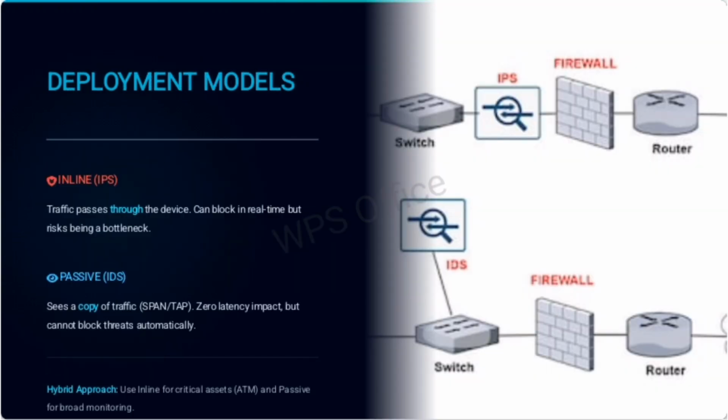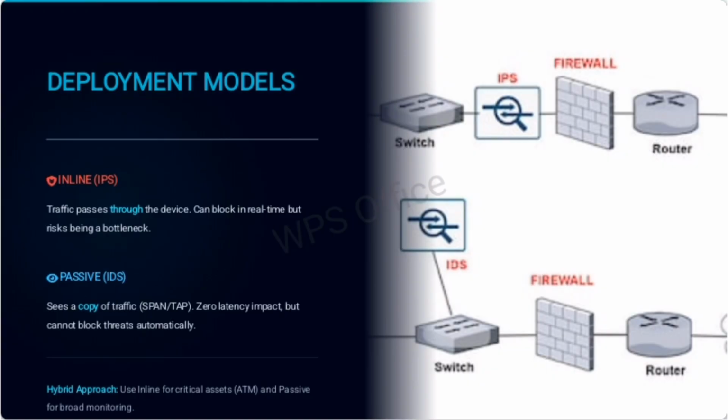Section 3. IDPS deployment. Inline, passive, hybrid. Deployment is important because it defines how IDPS interacts with traffic. Inline deployment. All traffic passes through the IDPS. If it detects something harmful, it immediately blocks it. Pros: real-time blocking. Cons: can become a single point of failure.